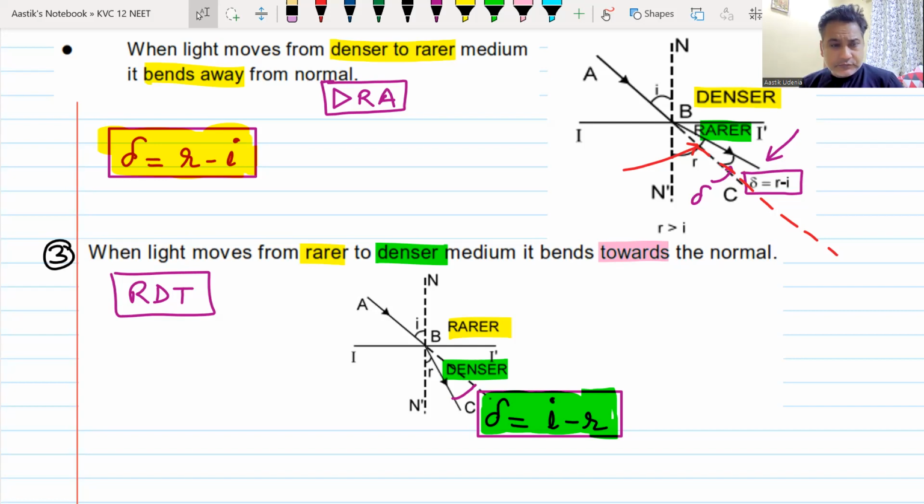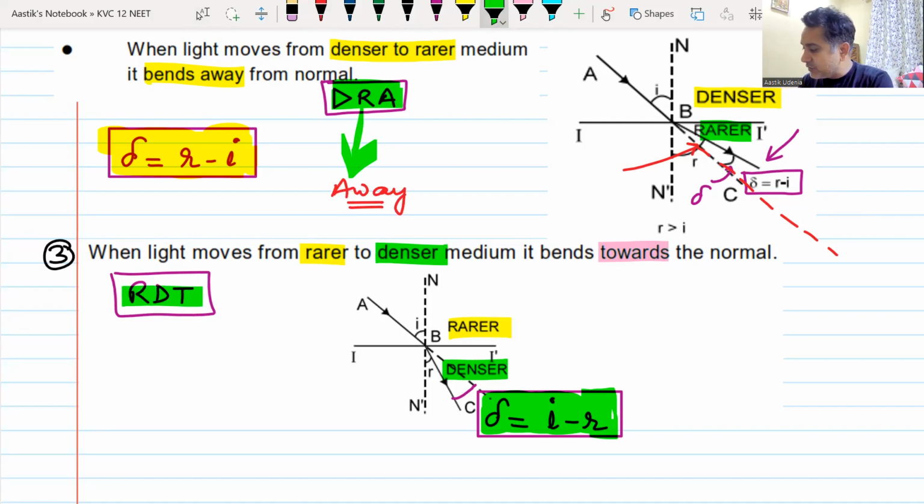So, when light goes from denser medium to rarer medium, and that is what is important in today's class, it will bend away from the normal. We have seen this, yes or no? From denser medium to the rarer medium, it bends away from the normal. If it goes from rarer medium to denser medium, it always bends towards the normal. Yes or no? Okay. So that is what our concern is right now.